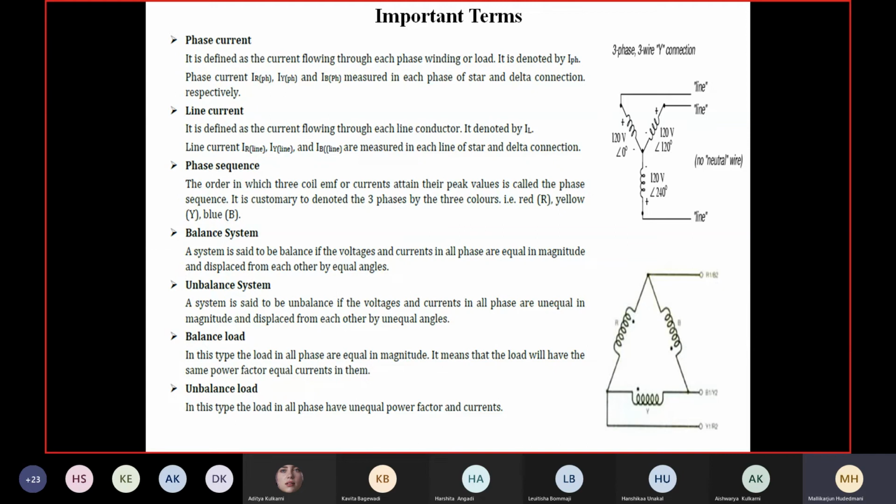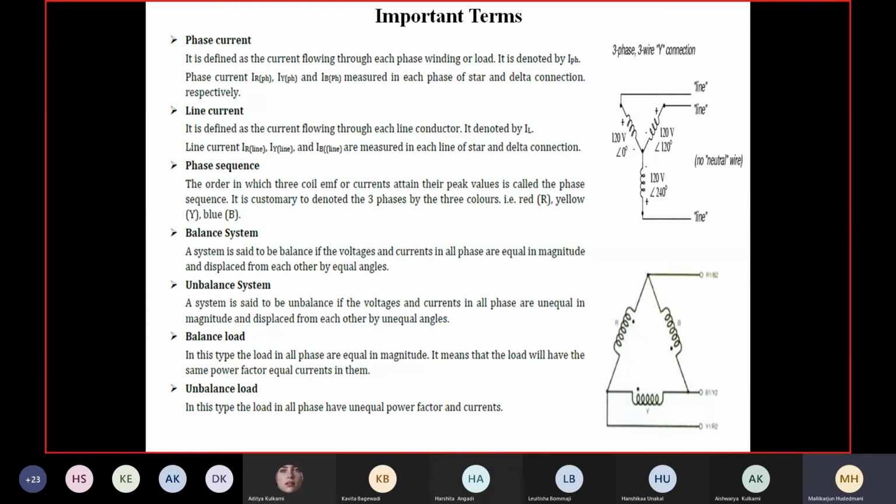Correct. The next parameter to understand is phase sequence. I was speaking to you earlier about it. It is the order in which the three coil EMFs or currents attain their peak respectively. RYB phase sequence I was speaking of. Then the R group should go to peak first, followed by Y, followed by B. That is a sequence. In that order only are the respective peaks seen when I plot the representation.